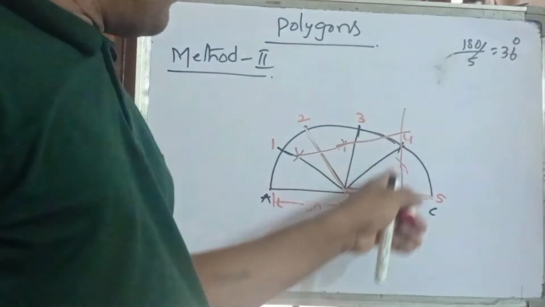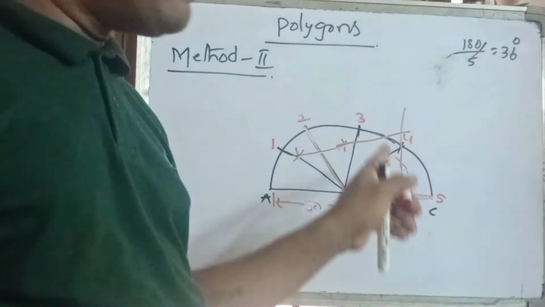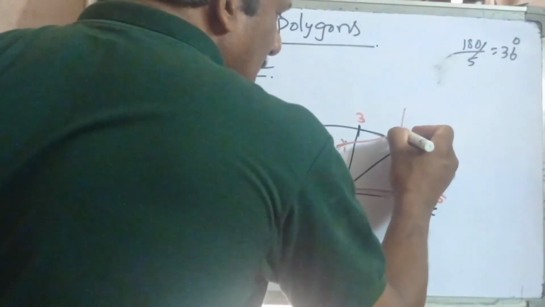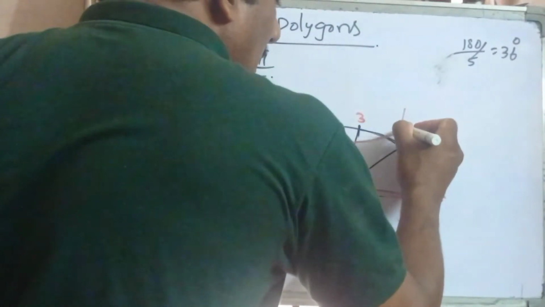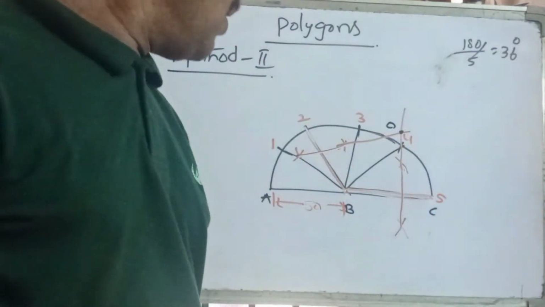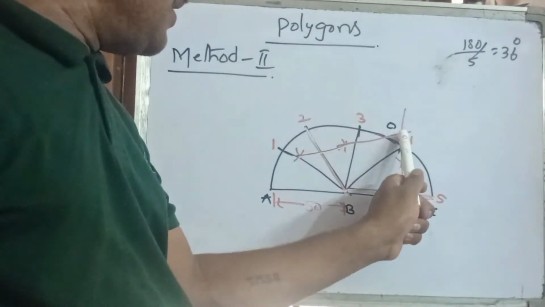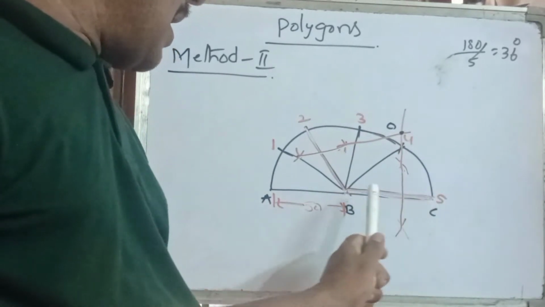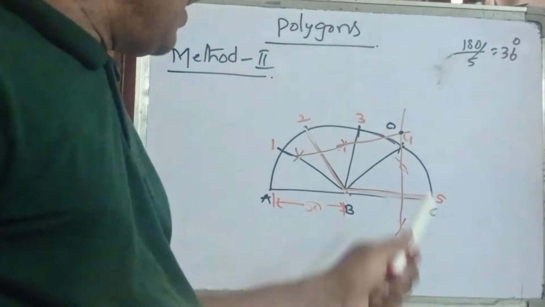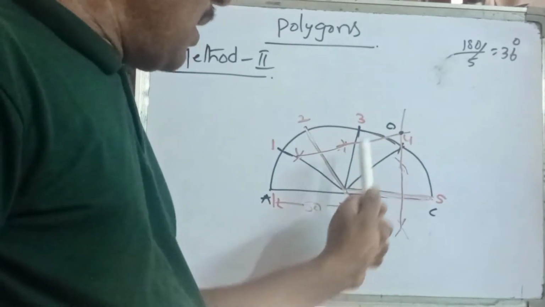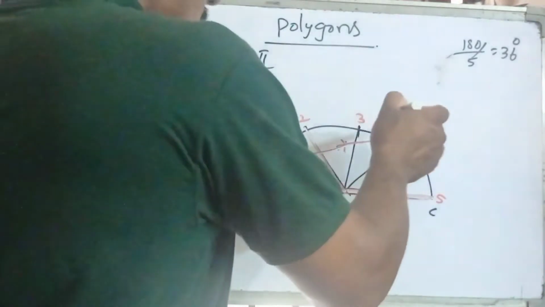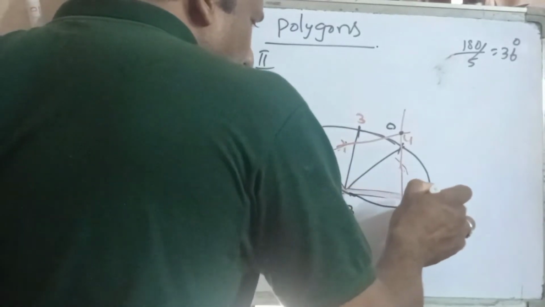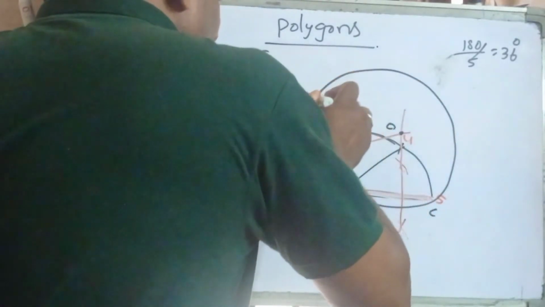So these two bisecting lines intersect at one point. That is the intersection point, and give it the letter O, the center point. Okay, so by bisecting these two you will get the intersection point O. And now O is the center, and up to C or B or 2 is the radius. You can take O2, or OB, or OC, any radius you can take. Okay, now O is the center, up to 2 is the radius, and draw a circle. So definitely these points will coincide, and draw a circle.